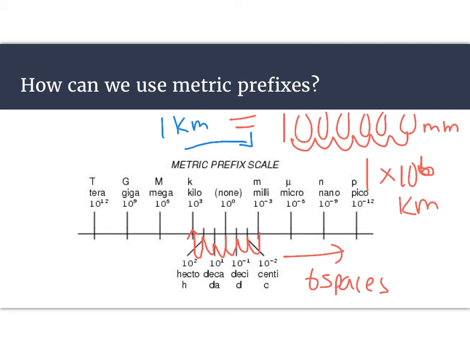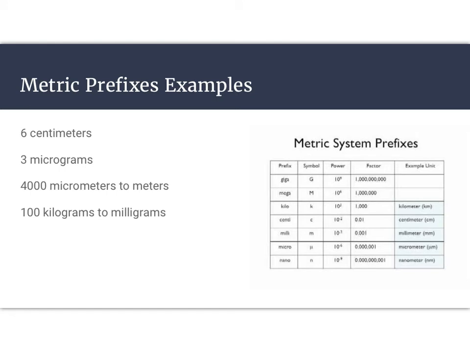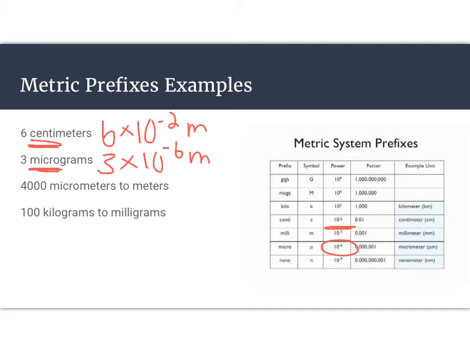Instead of actually moving the decimal over, you can look at your power right here. Some examples: 6 centimeters. If I look at centi, that's 10 to the negative 2nd. So if I want to make this into meters, this is just 6 times 10 to the negative 2nd meters. 3 micrometers: I go to micro, that's 10 to the negative 6th, so 3 times 10 to the negative 6th meters.